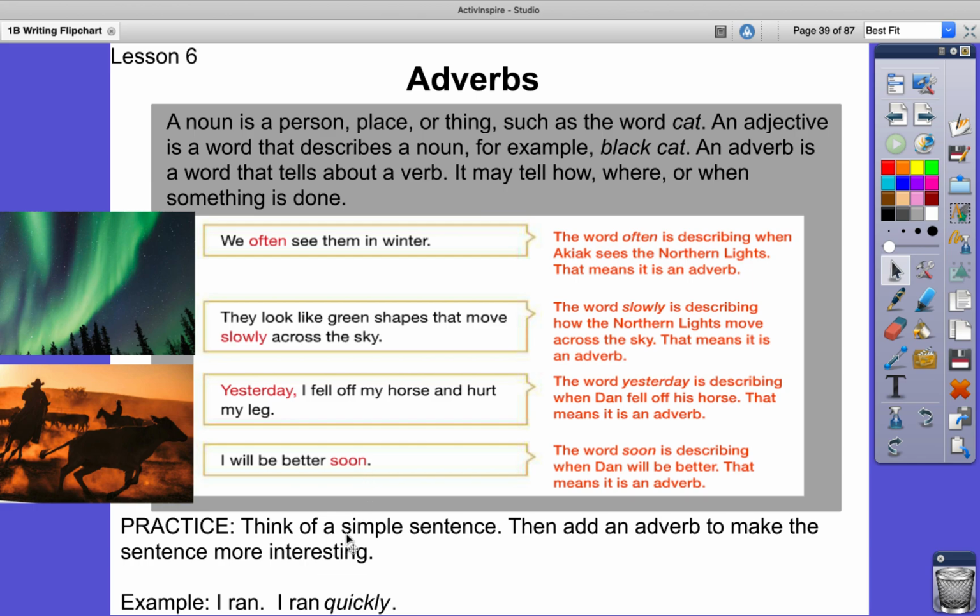So if we were to think of a simple sentence, then add an adverb to make the sentence more interesting. So that's what adverbs do. They're going to make our writing more interesting, and they're going to describe how or when something is done.